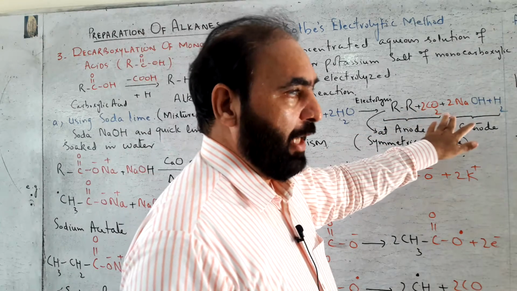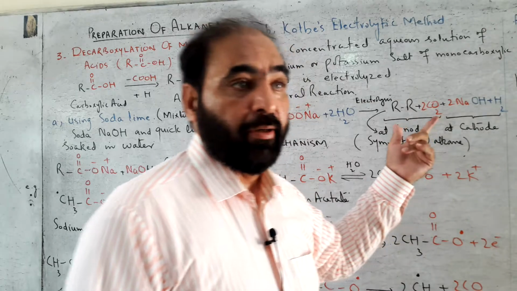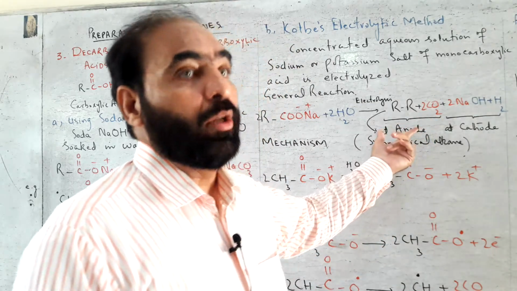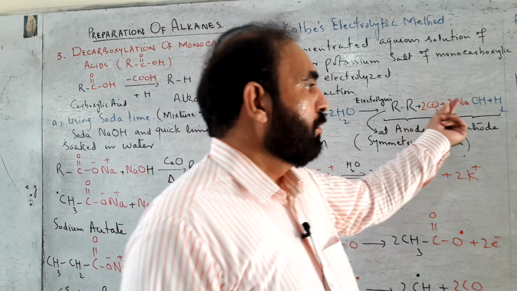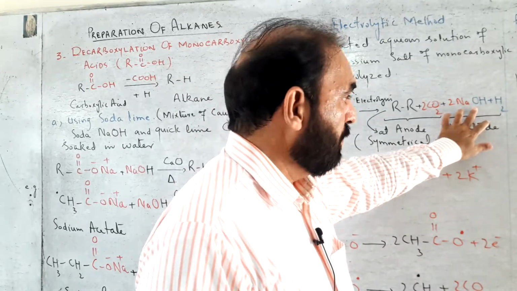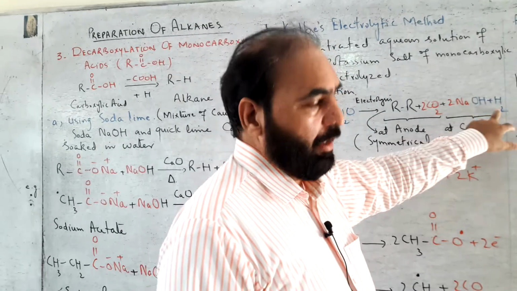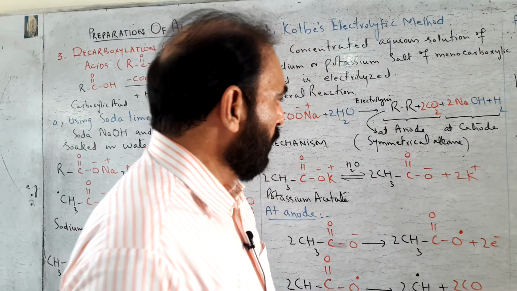2 moles of carbon dioxide. These 2 products are obtained at the anode of the electrolytic cell. 2 products are obtained at the cathode of the electrolytic cell: sodium hydroxide, which is 2 moles, and hydrogen gas. These 2 products are obtained at the cathode.